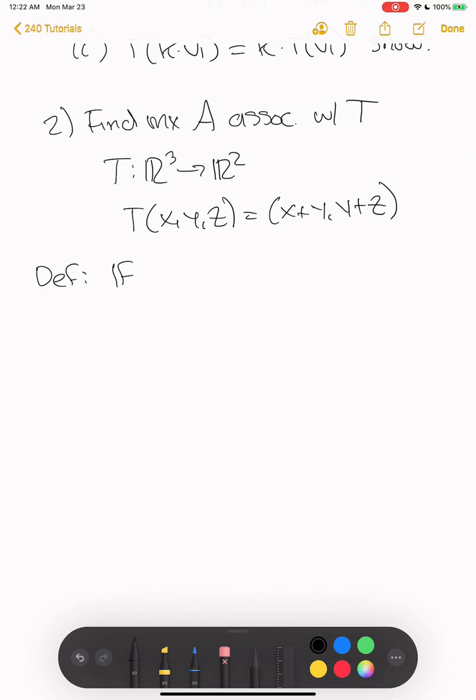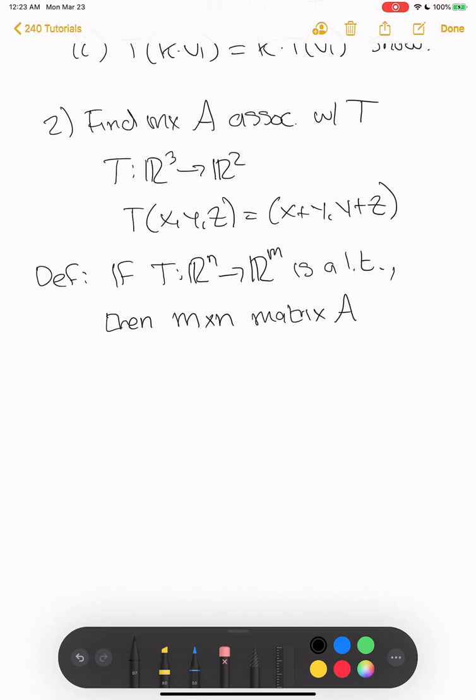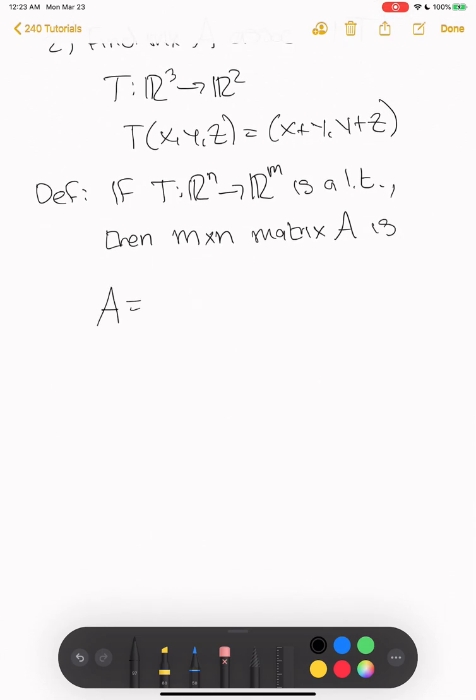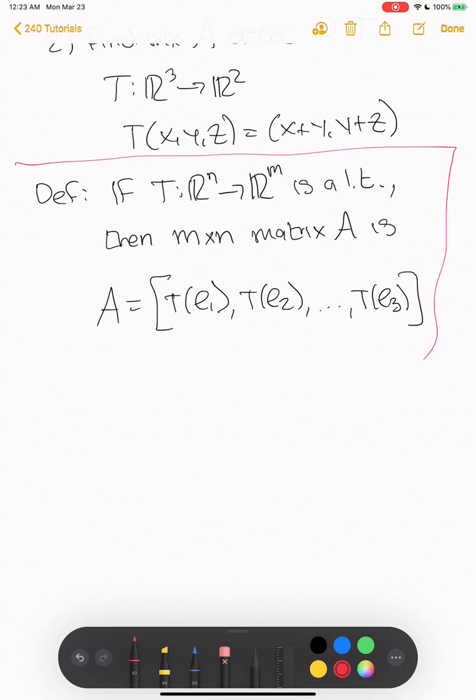So if T going from Rn to Rm is a linear transformation, then the m by n matrix A is found the following way. So pretty much I'll write this all out and then I'll explain what it means. A equals the matrix with columns T of e1, T of e2, dot dot dot, T of en. Okay, I'm going to circle this so we know it's not part of the problem we're currently working on.